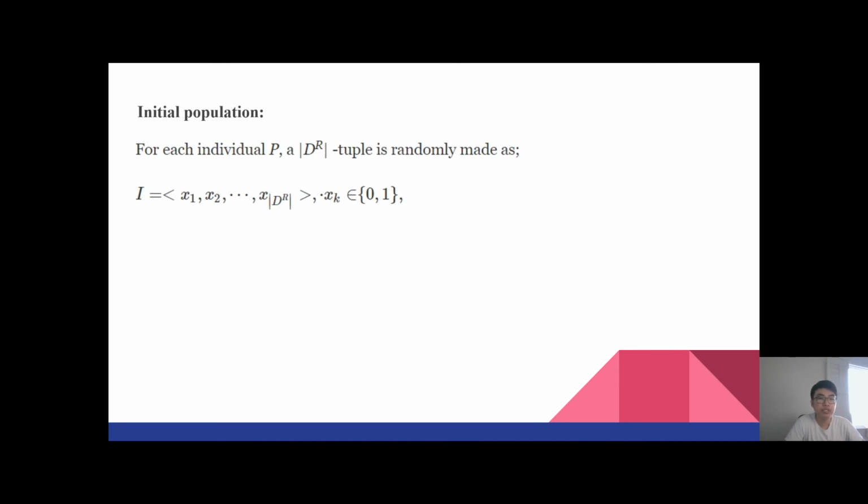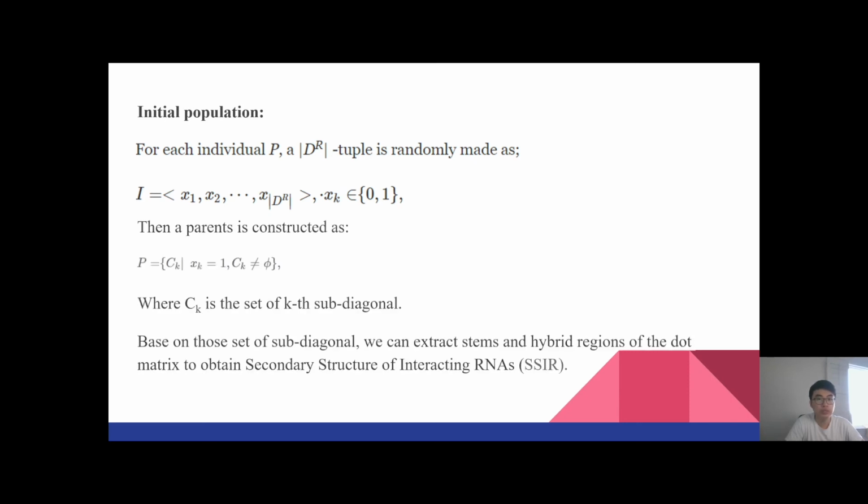For each parent, a d to the r tuple is randomly made as i equals x from 1 to x dr, and x will be either 0 or 1. After that, we have the parents constructed. So parents will be ck, where xk equals 1 or ck is not empty. Based on that subset of subdiagonals, we can extract stems and hybrid regions of the dot matrix to obtain SSIR, the secondary structure of interacting RNAs.